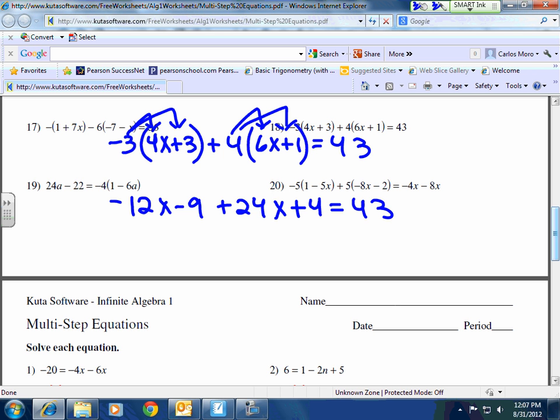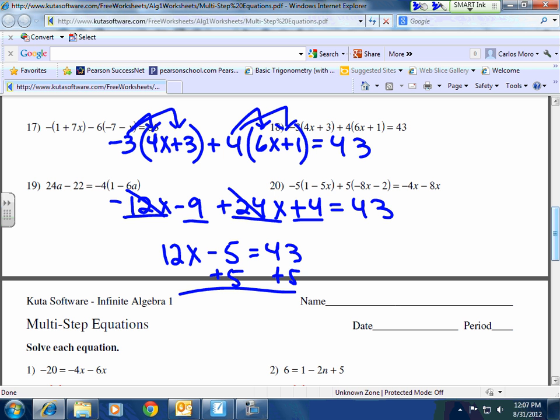Combine like terms on both sides. Negative 12x and 24x are like terms. Negative 12 plus 24 is 12x. Negative 9 and positive 4 are like terms. Negative 9 plus 4 is negative 5, which equals 43. Now I have a two-step equation. I'm going to undo addition and subtraction first. So I add 5 to both sides. 12x equals 48. Divide by 12 to both sides to cancel out the multiplication of 12 times x. The 12's cancel. x equals 4.